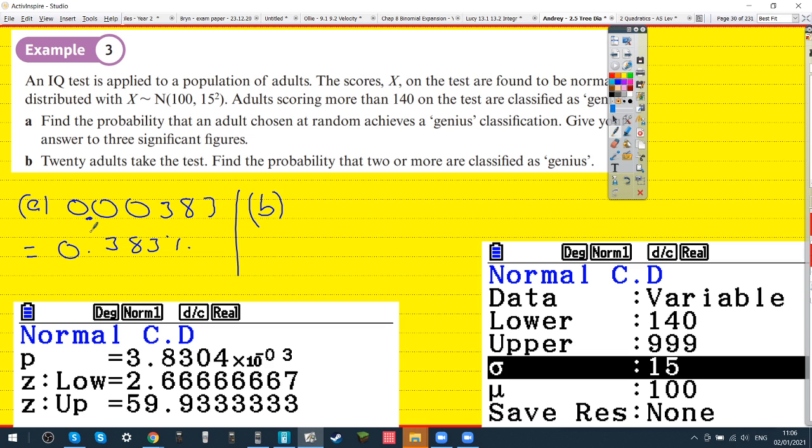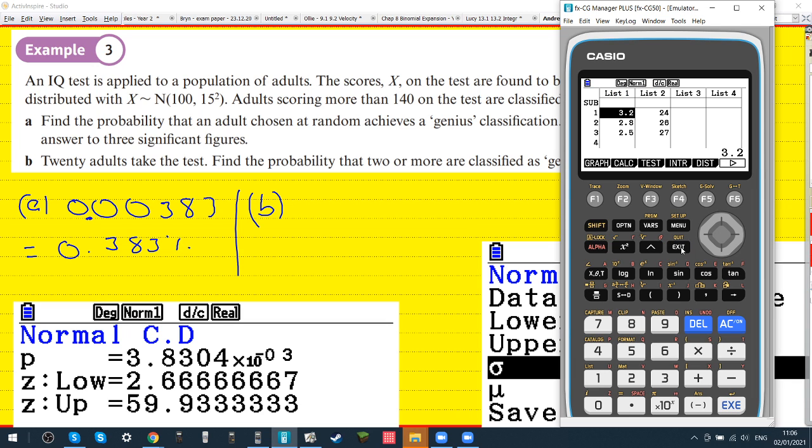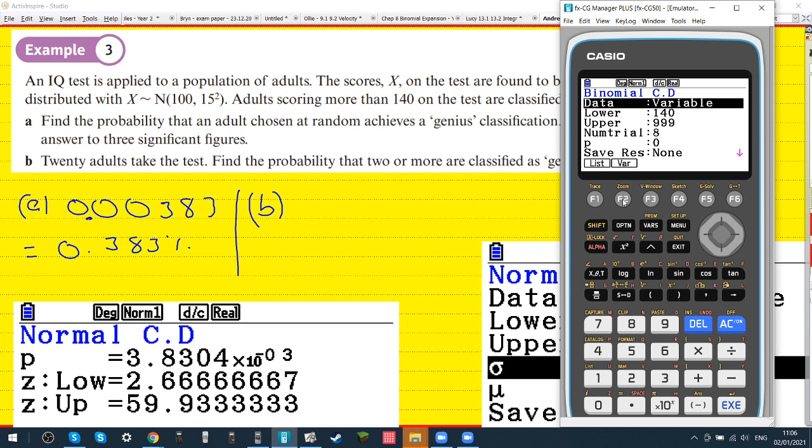Either they're a genius or they're not a genius. How many wheels on a bicycle? Two. This is binomial. Either they're genius or not. So we exit distribution, binomial. If they wanted 2, that would be probability distribution. They want 2 or more, so cumulative. So we don't have to add them up.